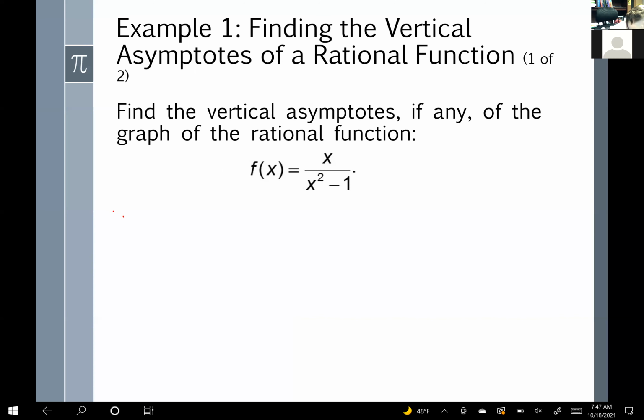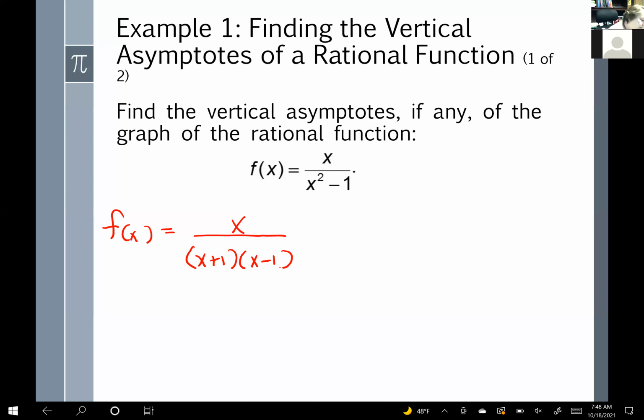So I'm going to factor this. The denominator is the difference of two squares. x squared is a perfect square, 1 is a perfect square. So the difference of two squares factors to the sum times the difference of the two square roots. There are no common factors in the numerator and the denominator. There is no factor of x plus 1 or x minus 1 in your numerator. So there's nothing you can cancel here.